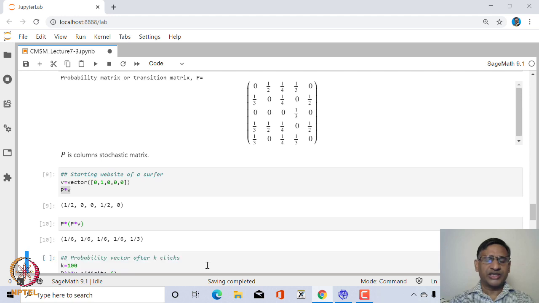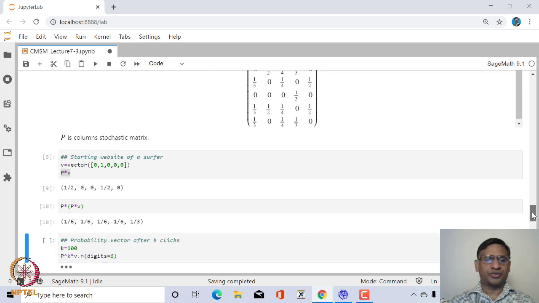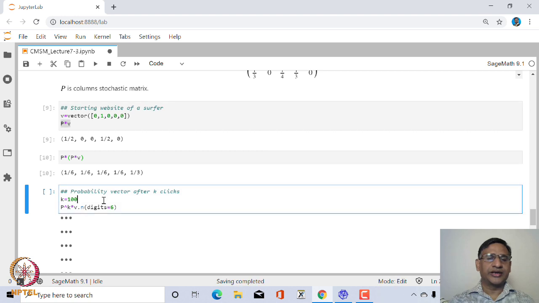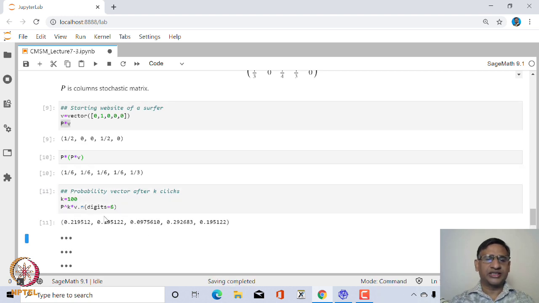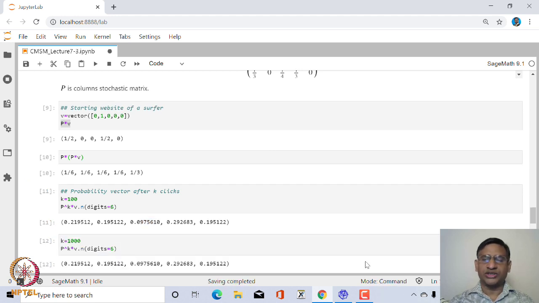So in general you can find what happens to this probability after, let us say, 100 clicks. After 100 clicks, the probability in decimal is like this, 0.2195 and so on, right. So you can see here in this case the maximum probability is here at the website 4th. So that is about 30% chance of him being at website 4th, and about 9% chance at website 3 and so on. So similarly you can look at, let us say, what happens after 1000 clicks.